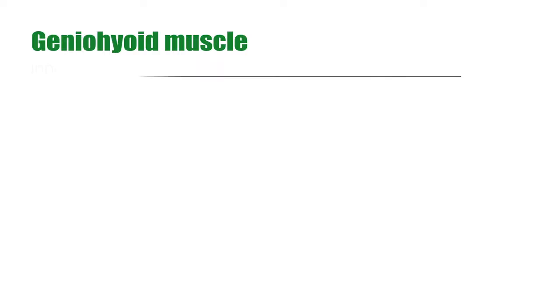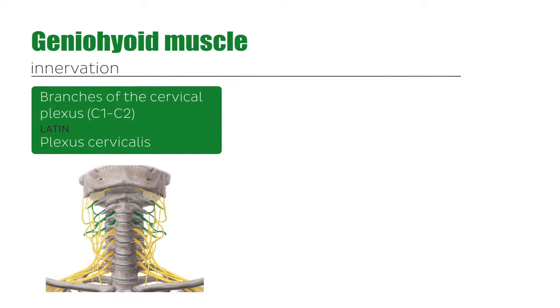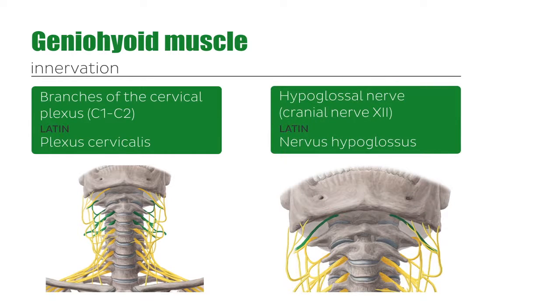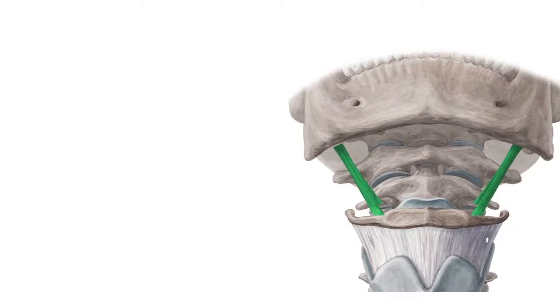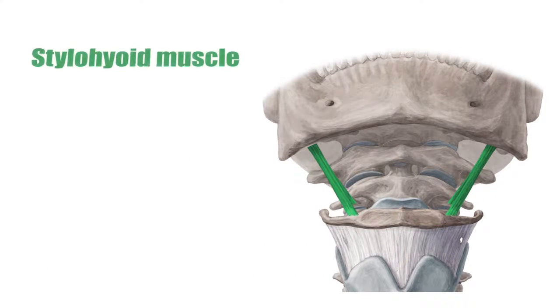When it comes to the innervation of the geniohyoid muscle, it is important to mention that this muscle is innervated by branches of the cervical plexus, as you see here highlighted in green on this image, and also by the hypoglossal nerve, which is seen highlighted in green, cranial nerve number 12.